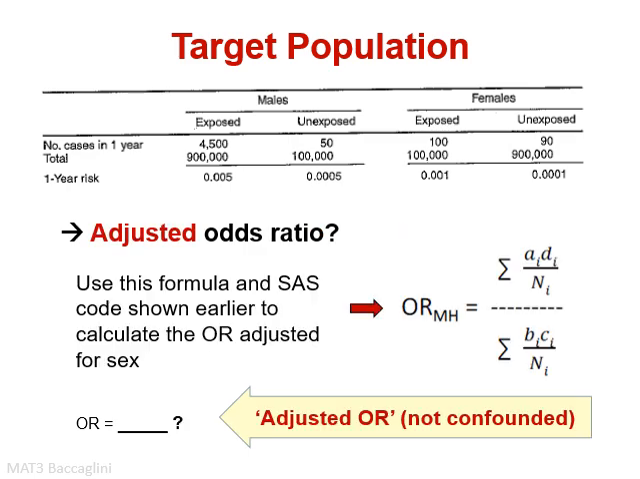So we can calculate the adjusted odds ratio. You've seen this formula before, so you can use it again. Or you can use SAS, and you can calculate the adjusted odds ratio. This will be the adjusted odds ratio that is adjusting for sex. So if you're assuming the sex is a confounder, we would like to adjust for it.